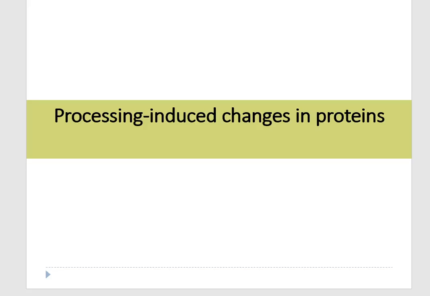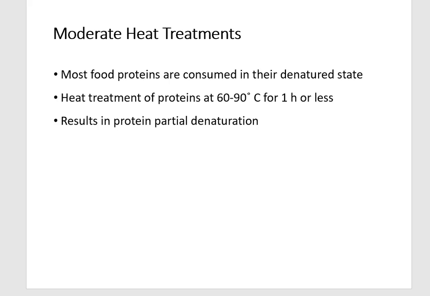In this lecture, we will be talking about various physical, chemical, or nutritional changes that occur in proteins during food processing. These processes can have desirable or undesirable effects on protein quality. Moderate heat treatments. As you learned before, proteins are denatured when exposed to heat.